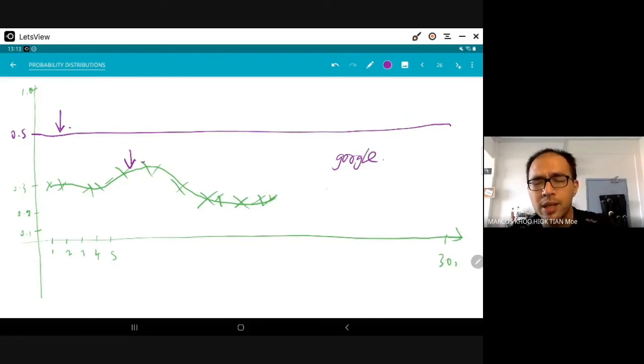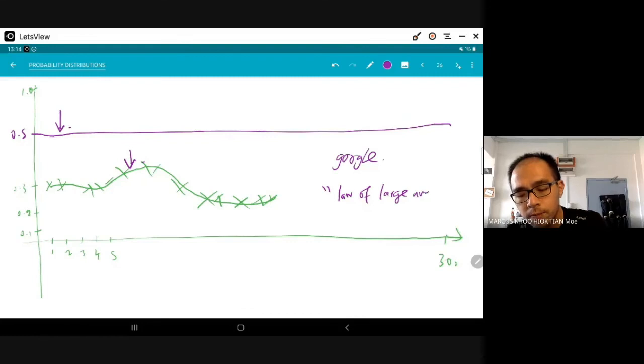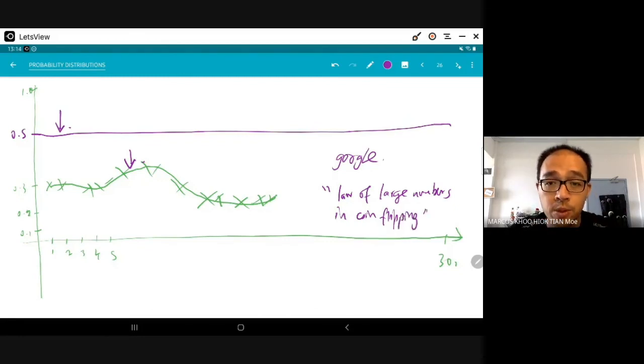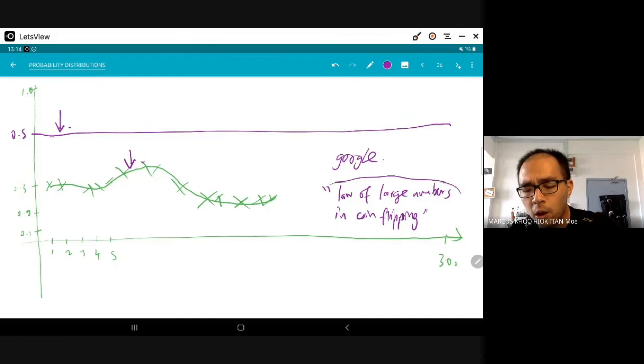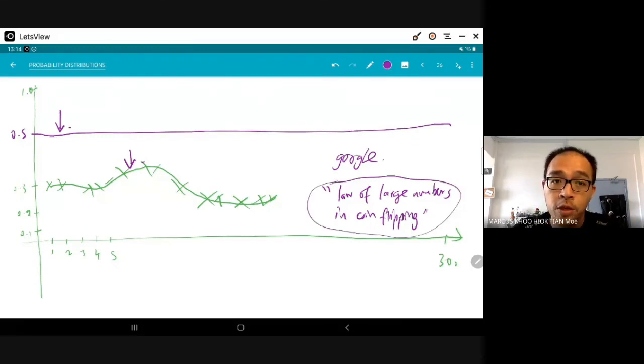What you can do is Google the law of large numbers in coin flipping. Don't look at the dice one. Google this to see what the lesson behind today's activity is. There's a reason why I want you to discover this for yourself. I will tell you this at the end of the chapter, but this needs to be done. Everybody needs to do this.